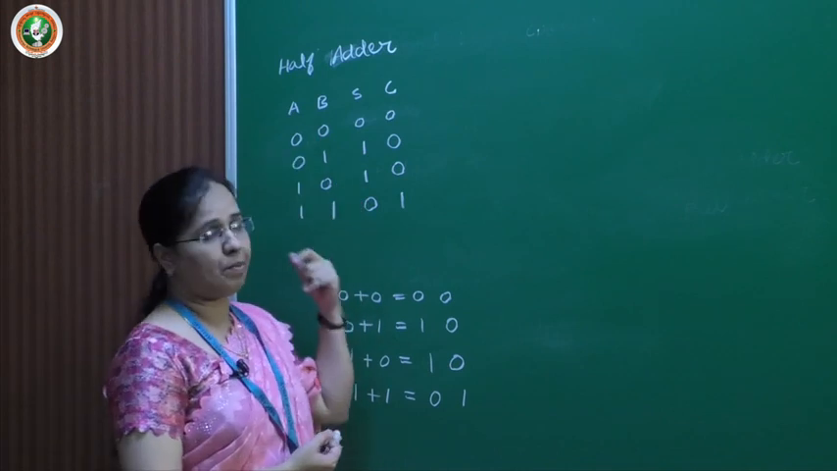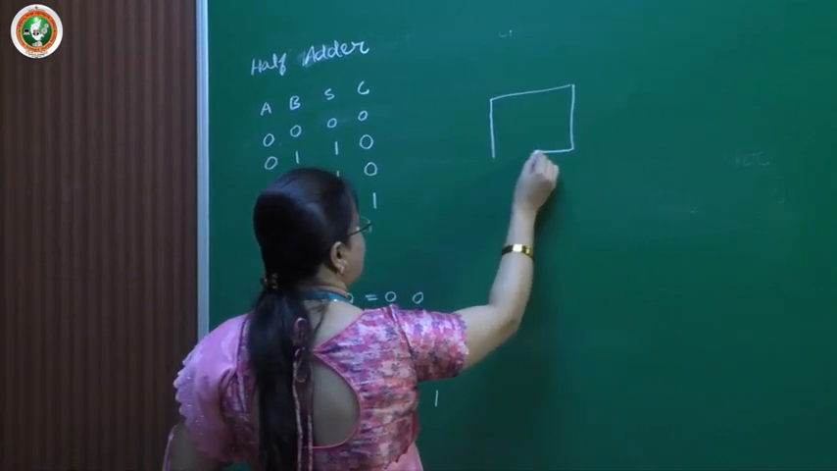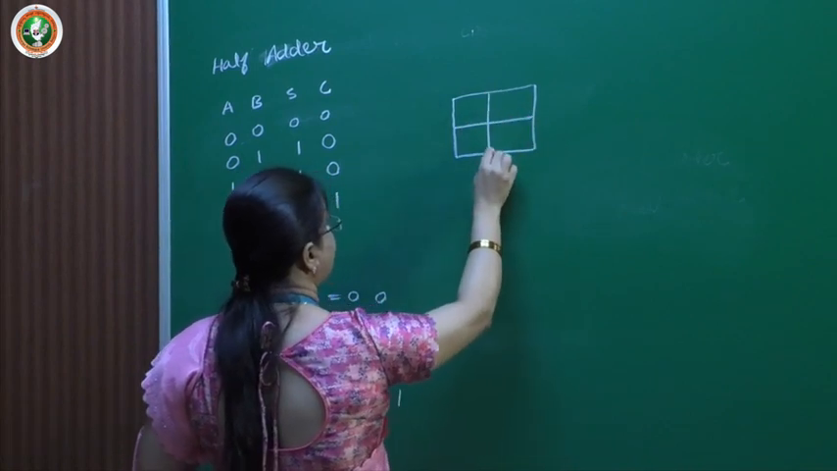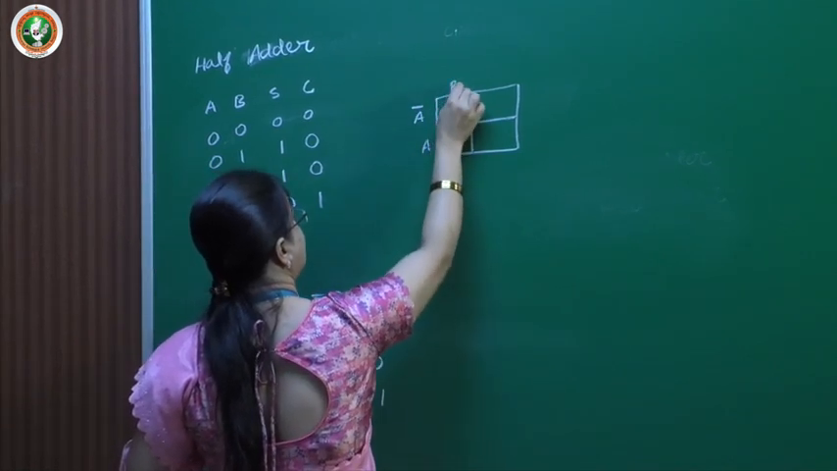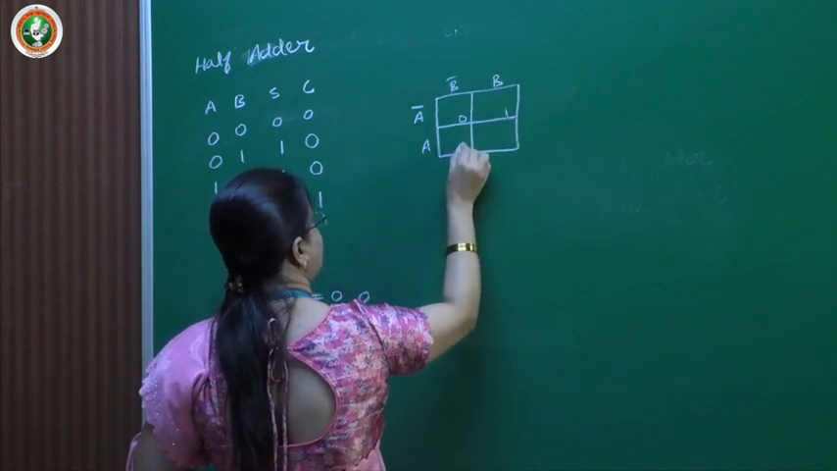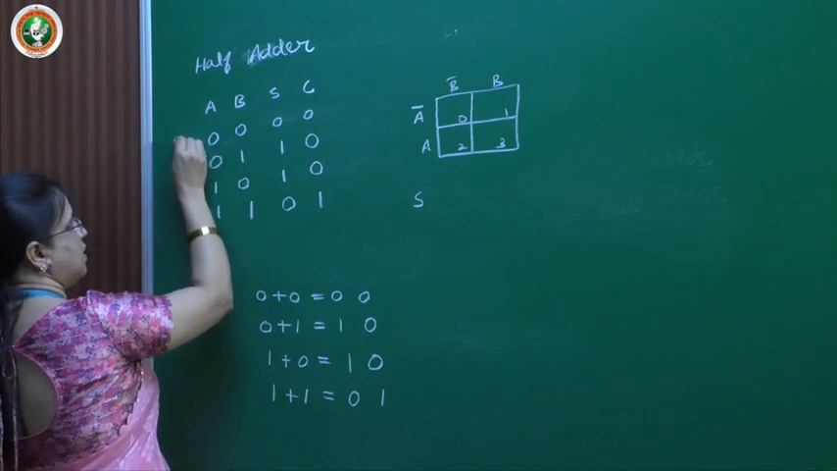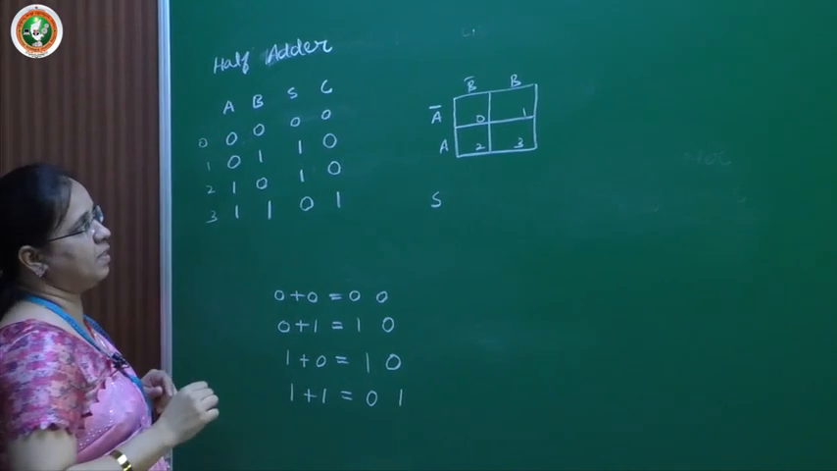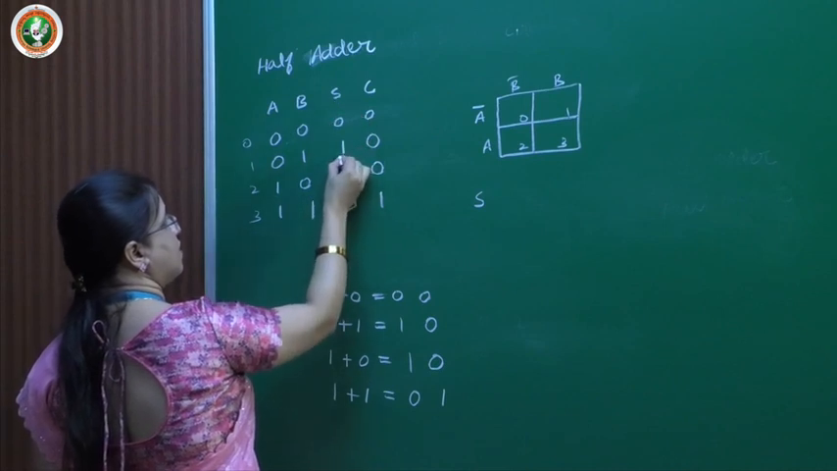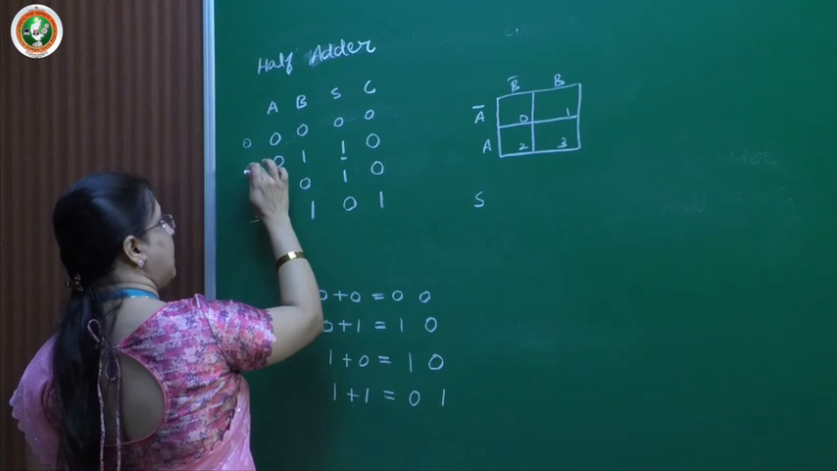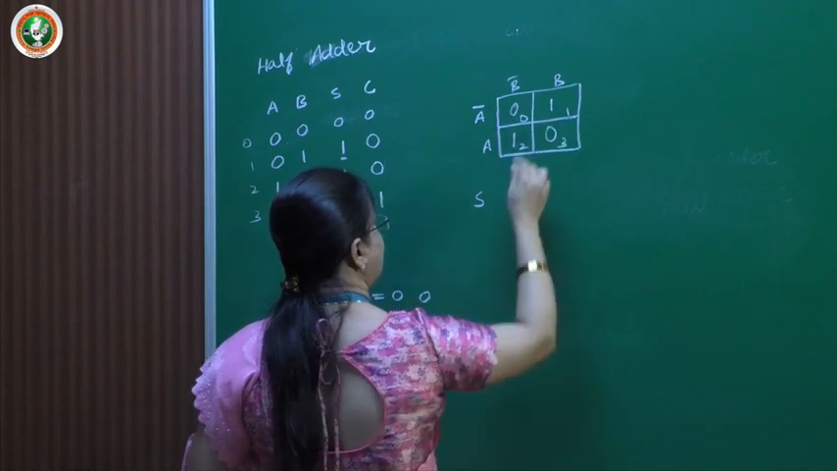As we have two input variables, I have to make use of a K-map for two variables. A K-map for two variables is very simple, with four boxes, and the combinations will be A bar, A, and here B bar, B, and we'll be getting 0, 1, 2, 3. Let us fill the values for sum. You can write these numbers for simplicity. Here I can identify that the entry for sum is 1 for minterms 1 and 2. So I have to write 1, 1 here, and the remaining values will be filled with 0.